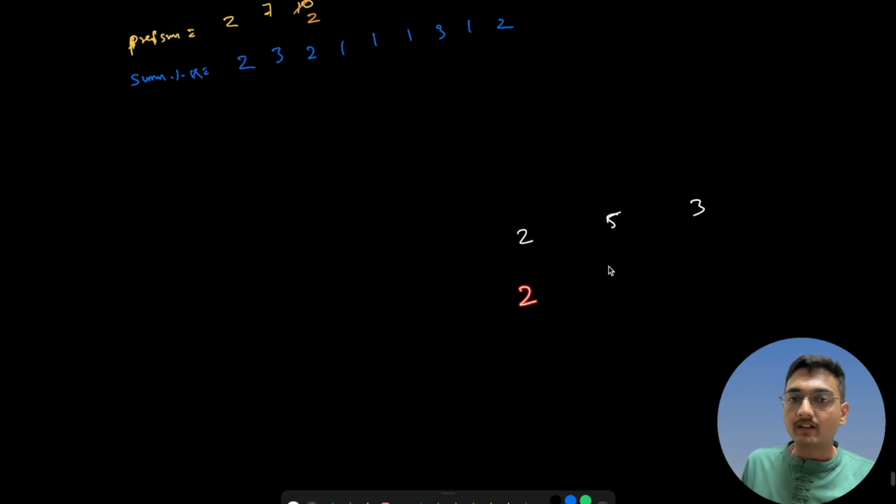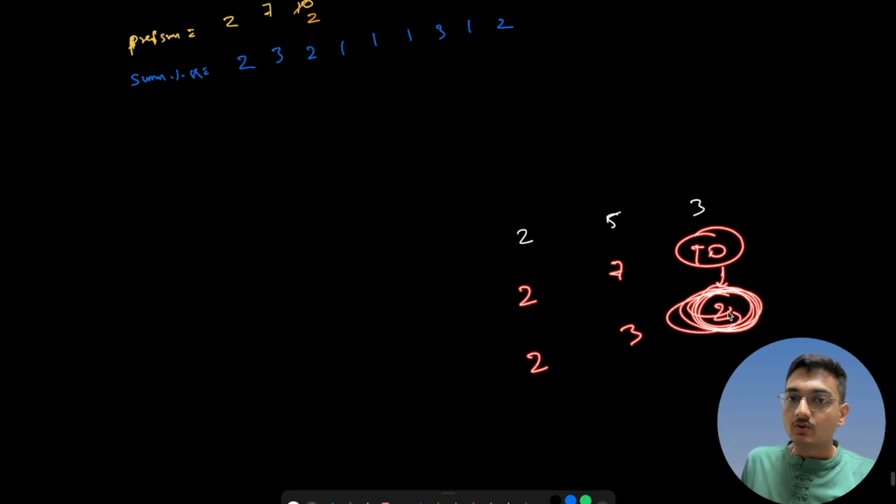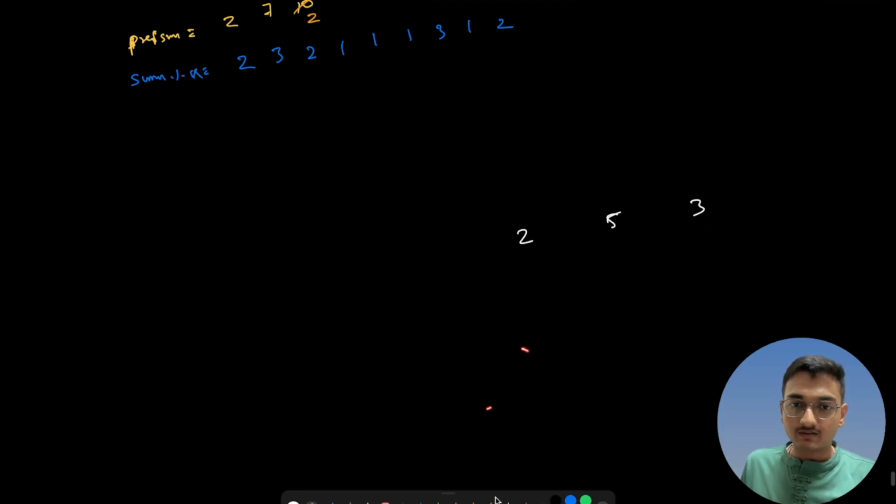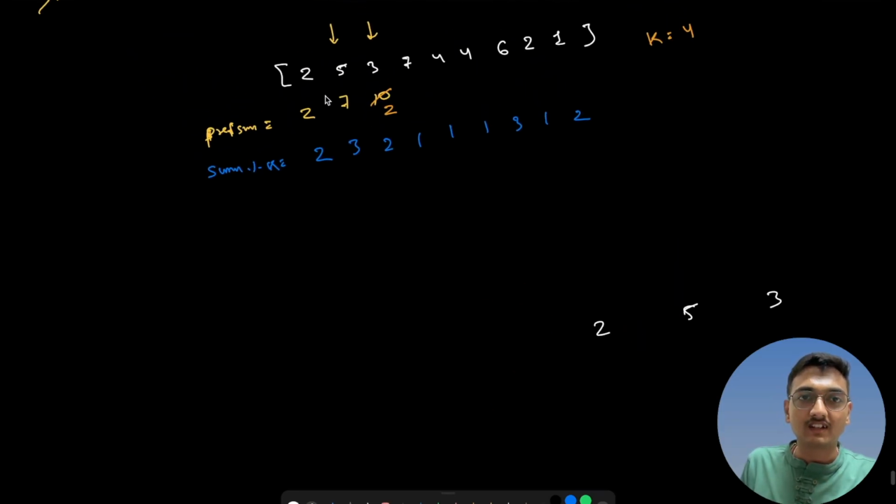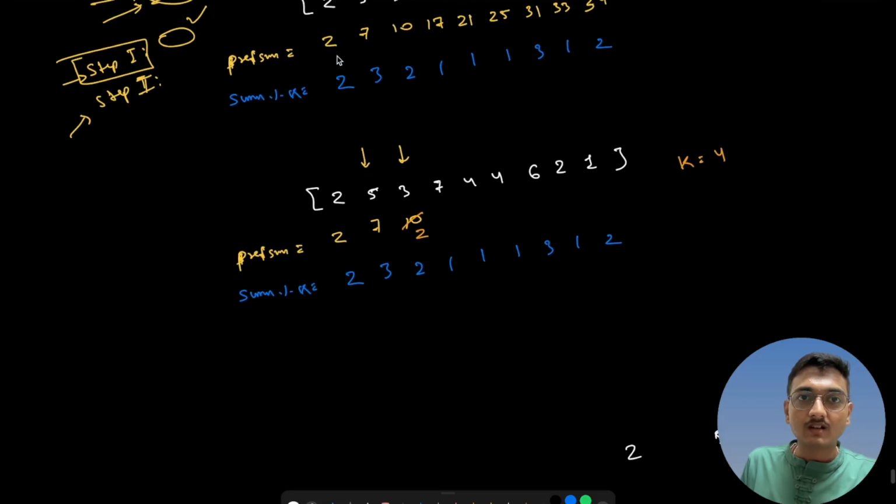We got a prefix sum of 2, a prefix sum of 7, and a prefix sum of 10. When we calculate the remainders, this is 2, this is 3, and this is 2. So we saw that on remainder 2 we had a prefix sum of 2. What does that mean? Let's discuss here.